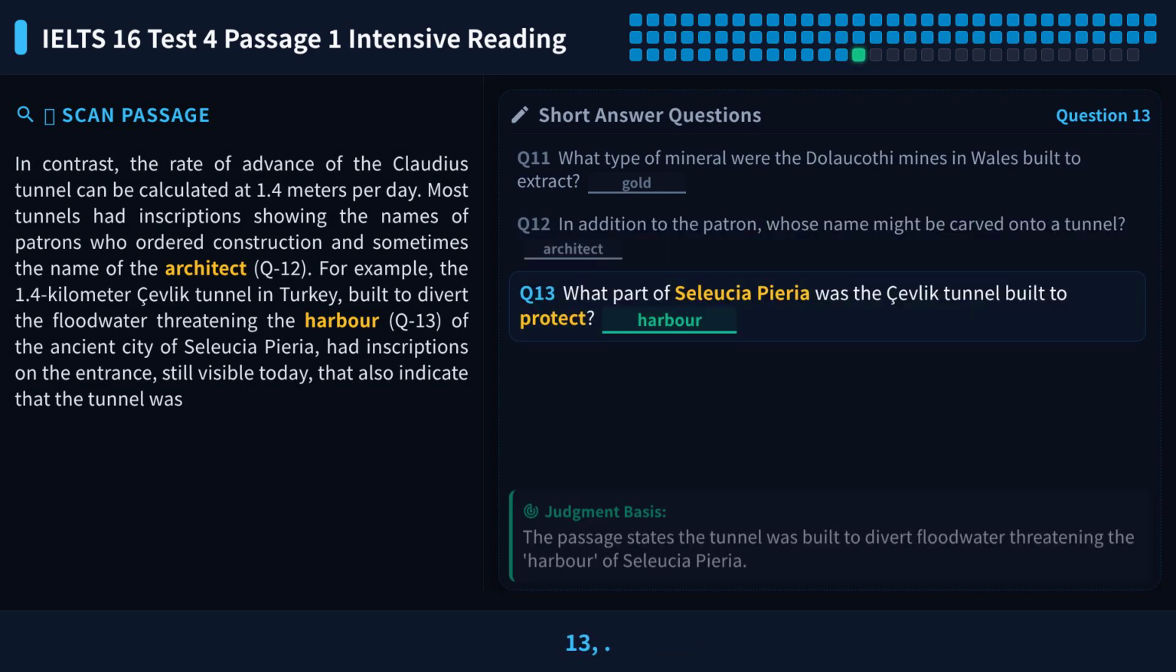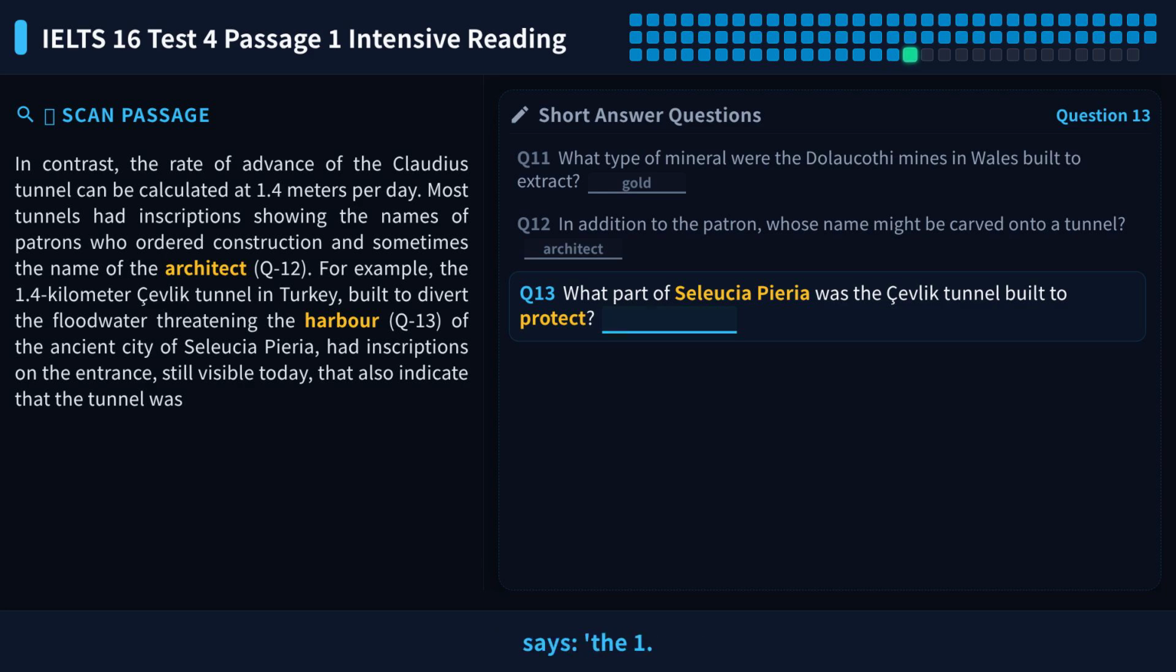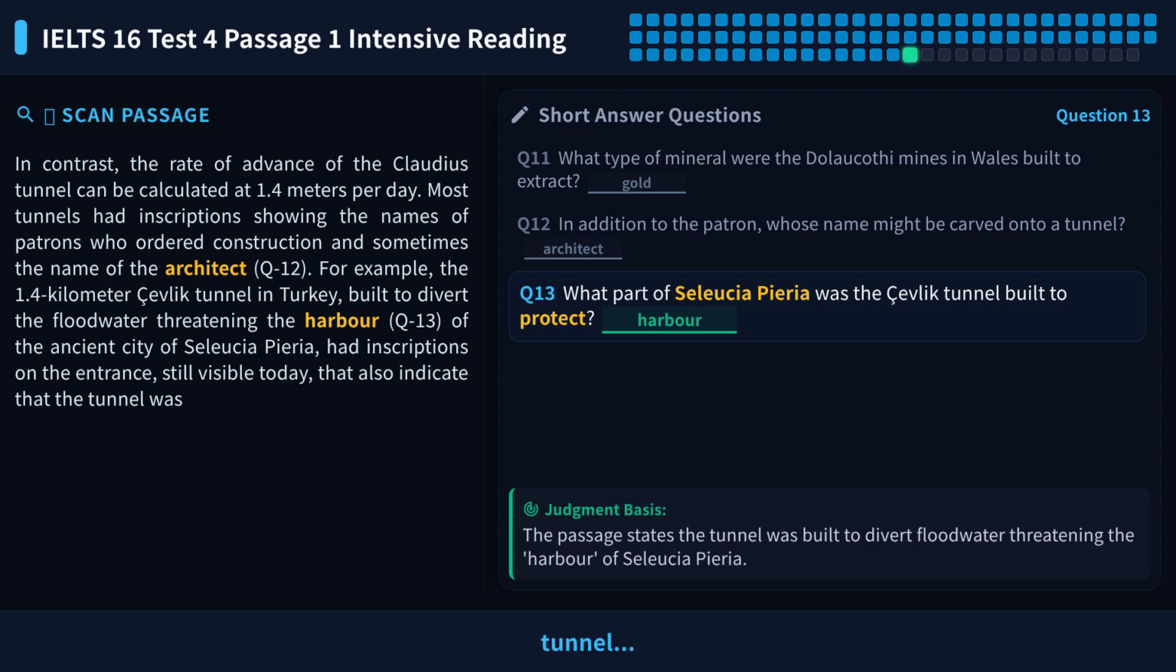Let's look at question 13. The passage asks, what part of Seleucia Pieria was the Seleucia tunnel built to protect? The clue words are protect and Seleucia Pieria. The blank is after the, so the answer should be a noun. Let's locate paragraph 5. Look for the unique place name Seleucia Pieria. The original text says, the 1.4-kilometer Seleucia tunnel, built to divert the floodwater threatening the harbor of the ancient city of Seleucia Pieria. So the answer is harbor. This word is directly given in the original text. So the answer to question 13 is harbor.